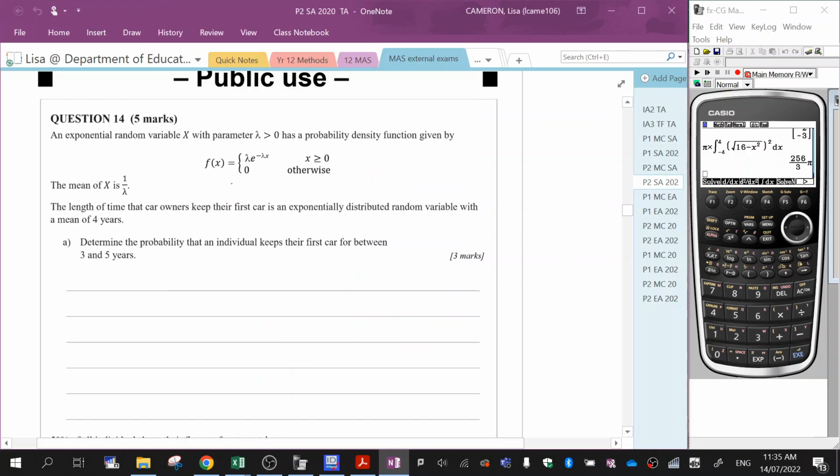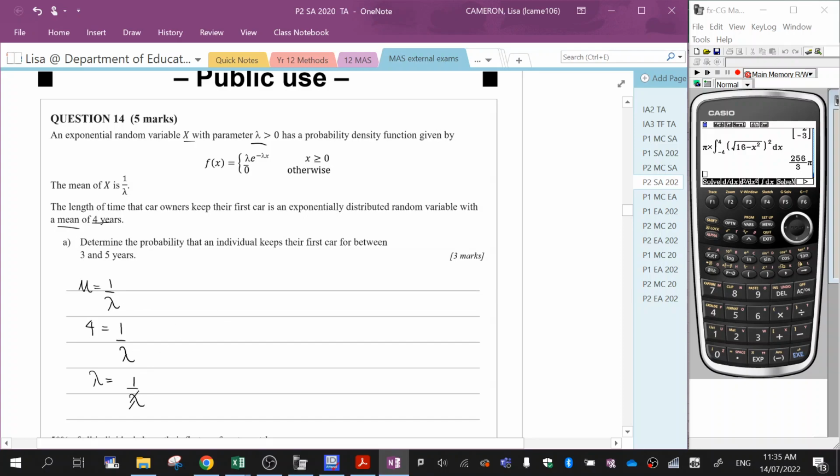Okay, so another good tech-free question, tech-active I mean. So this is our parameter here that we're using, and x is our exponential random variable. So the mean of x is equal to this. The mean is equal to 1 on delta. Now it tells us down here that the mean is 4 years, which means that 4 is equal to 1 on delta, or delta is equal to 1 on 4.